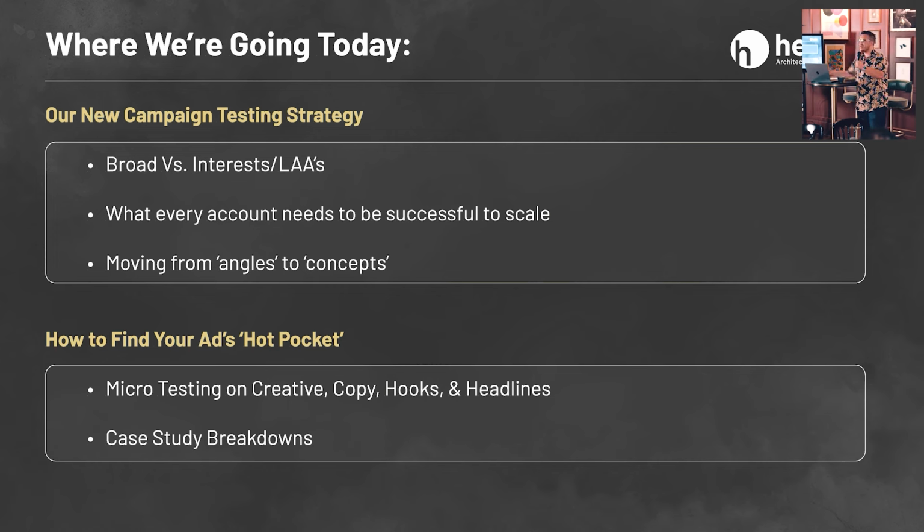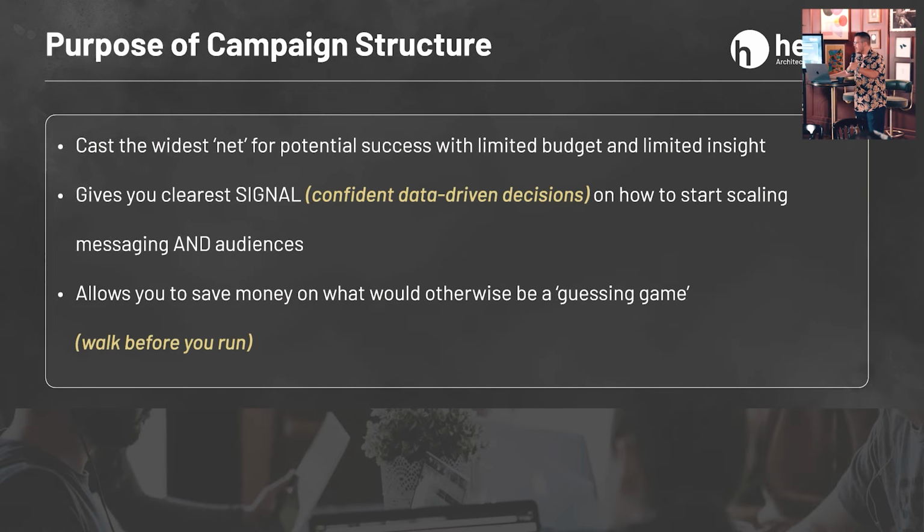And then I'm going to talk about finding what we call hot pockets, which is essentially micro tests on your creative. If you've ever had an ad and you're like, man, everything we create just cannot beat this one ad, and it's so frustrating, and I don't know why it wins, but every single time it wins and we don't know how to beat it. I'm going to show you how to get more out of that ad, and more likely how to find out exactly what's causing it to win and how to expand on it. Cool.